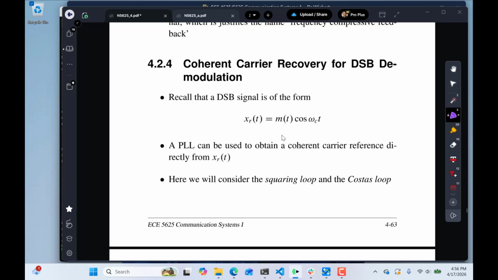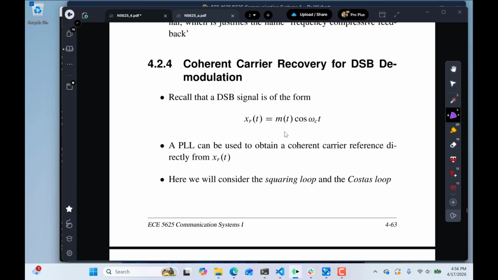Next topic, though, for phase lock loops is carrier recovery for double sideband, and then we'll move this into digital demodulation, which is related to Project 2. So suppose we have just a double sideband signal that's not necessarily digital, it's just got a message directly times the carrier.